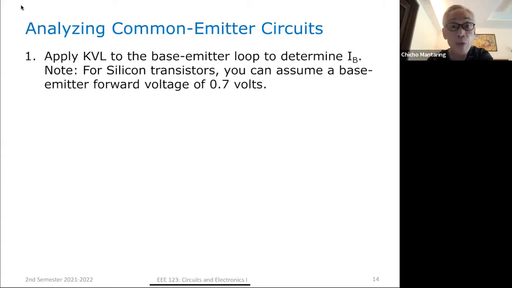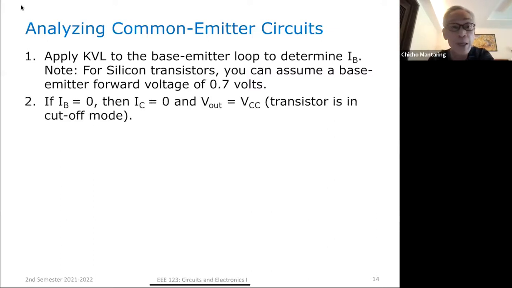The first step, we apply KVL to the base emitter loop to determine I sub B. So that's the first thing that we're going to do. We're going to try to determine I sub B. Now, when you apply KVL to the base emitter loop for silicon transistors, just to simplify matters, you can assume a base emitter forward voltage of 0.7 volts. And what happens is the base emitter loop will be really just a diode circuit. You analyze it like you would analyze a single loop diode circuit.